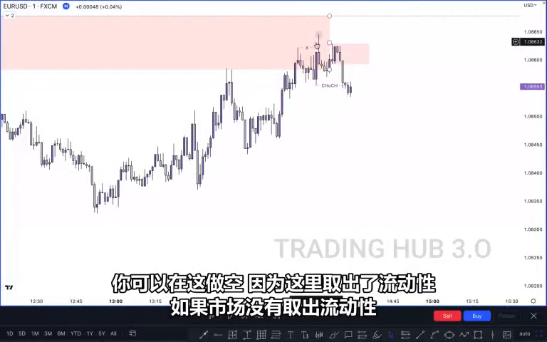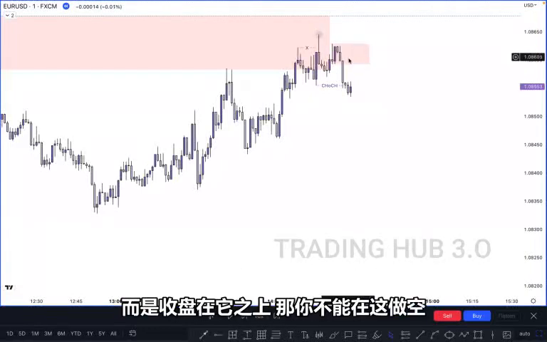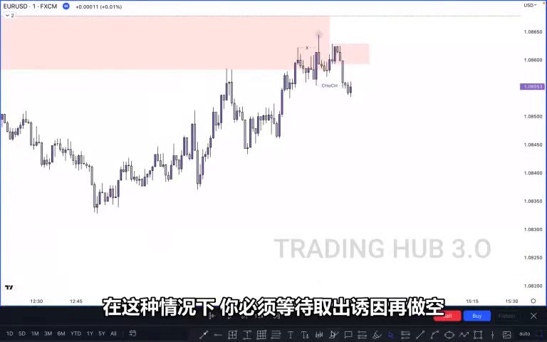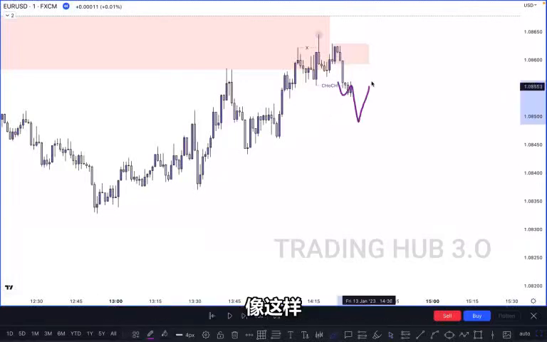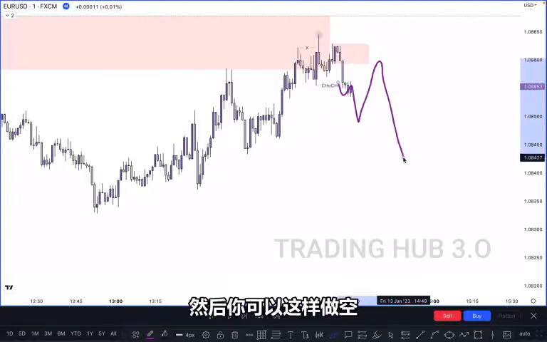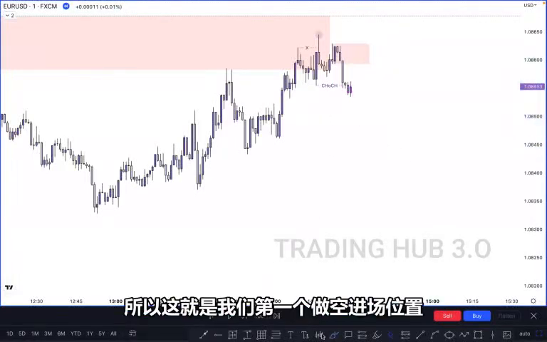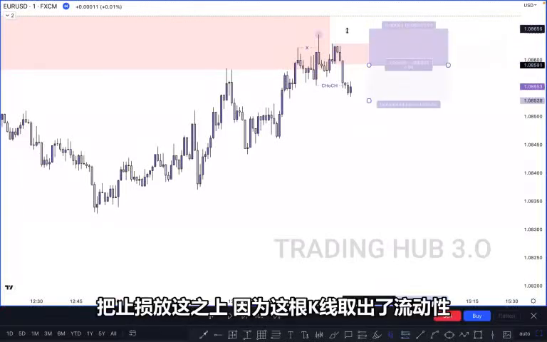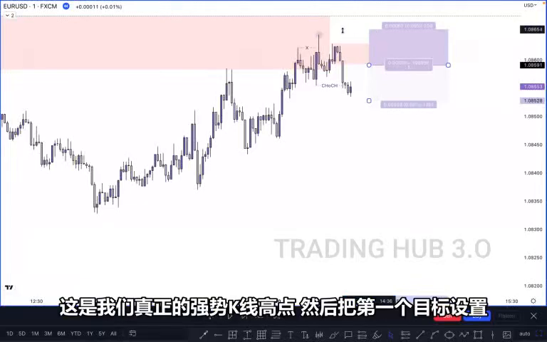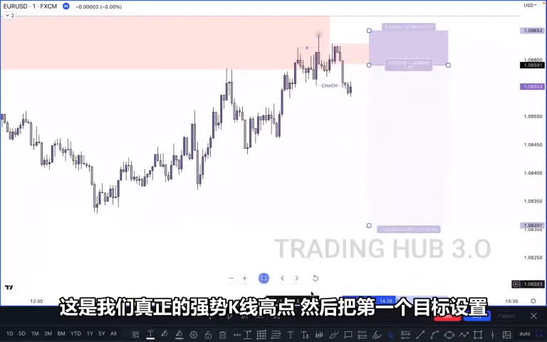Why? Because the candle has taken out the liquidity. If the market does not take out the liquidity and just closes above it, you can't sell here. In that case you have to wait for the inducement to be taken out before selling, something like this. Okay, then you can sell like this. So this one is our first entry for the sell at this point, and you put the stop loss just above it because this candle took out the liquidity. This is our actual strong candle high.